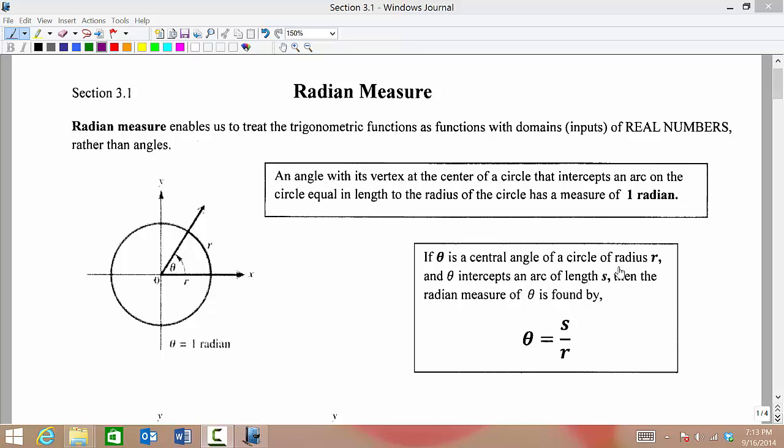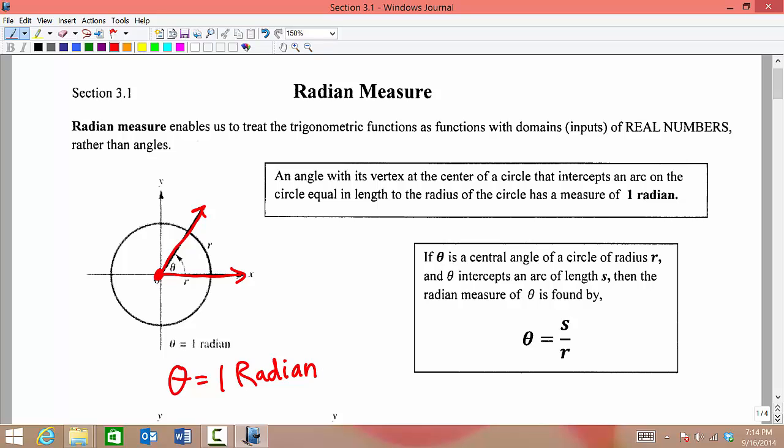We have discussed angles measured in degrees, but now we want to discuss angles measured in radians. First, let's talk about what 1 radian looks like. If I have an angle in standard position with its vertex at the center of a circle, our angle theta here would be called 1 radian.